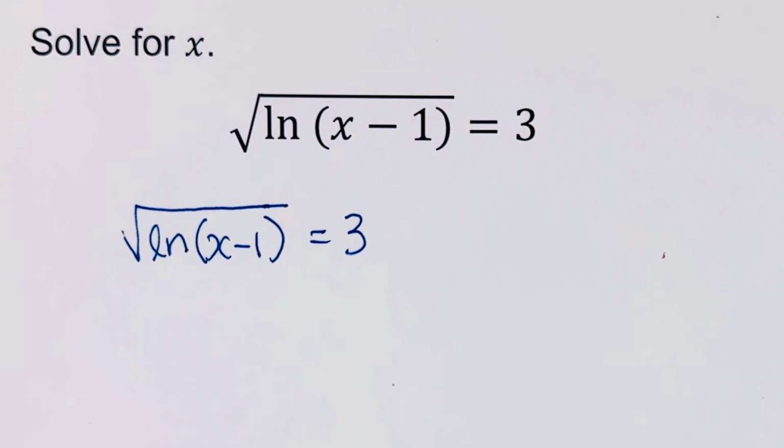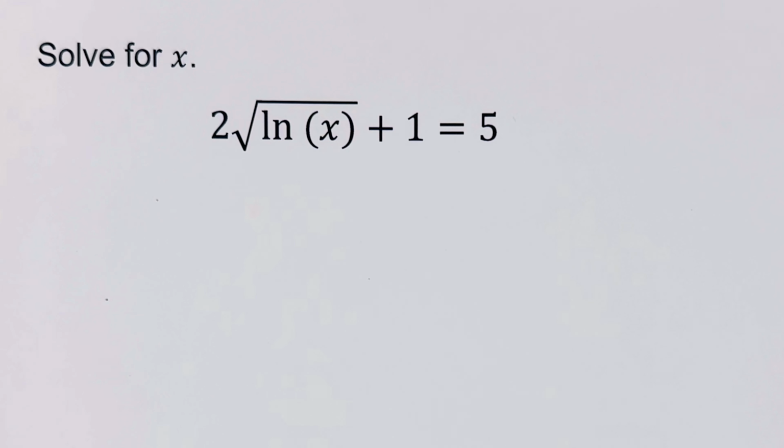So we're going to start with the base e raised to the power 9 is equal to the argument x minus 1. From here, we can go ahead and solve for x by isolating x by itself on one side. So we're going to add 1 to both sides. So our x is e raised to the power 9 plus 1. Now let's move on to the next example.